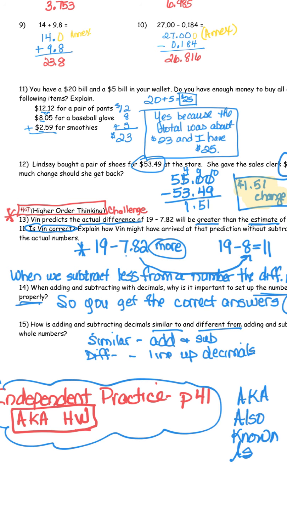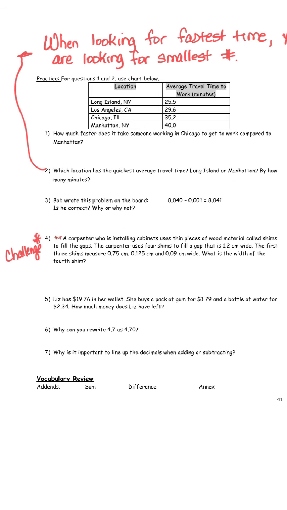Let's take a look at the next page because there are just a couple of things before you get going that I want to go over with you. Here is your homework page, page 41, or your independent practice page. Just something I wanted to bring up for your attention. It says practice here. For questions 1 and 2, use the chart below. It gives you the locations: Long Island, New York; Los Angeles, California; Chicago, Illinois; Manhattan, New York. And basically it's giving you the average time to travel to work. This is apparently how long it takes to travel.